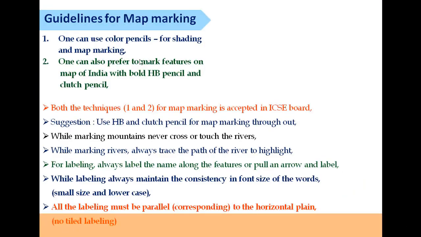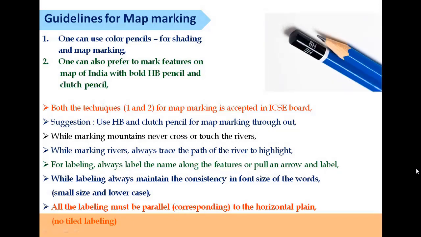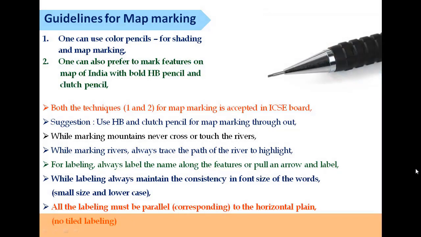Now we'll see some guidelines for map marking. One can use color pencils for shading and map marking. One can also prefer to mark features on the map of India with a bold HB pencil and clutch pencil. Both techniques, 1 and 2, for map marking are accepted in the ICSE board. Suggestion: use an HB clutch pencil for map marking throughout to maintain consistency and neatness.